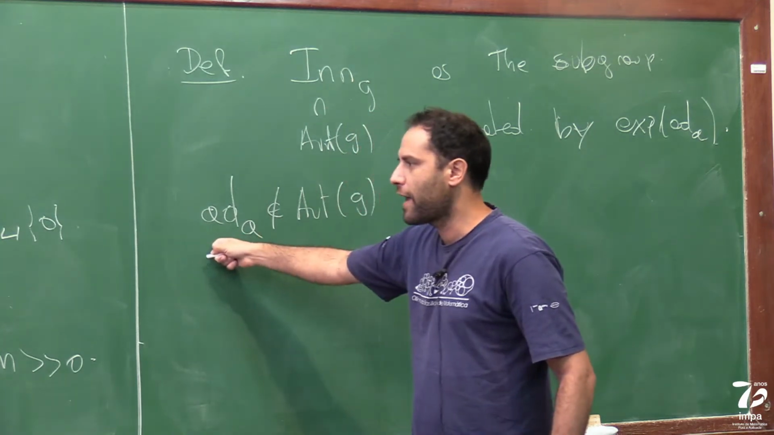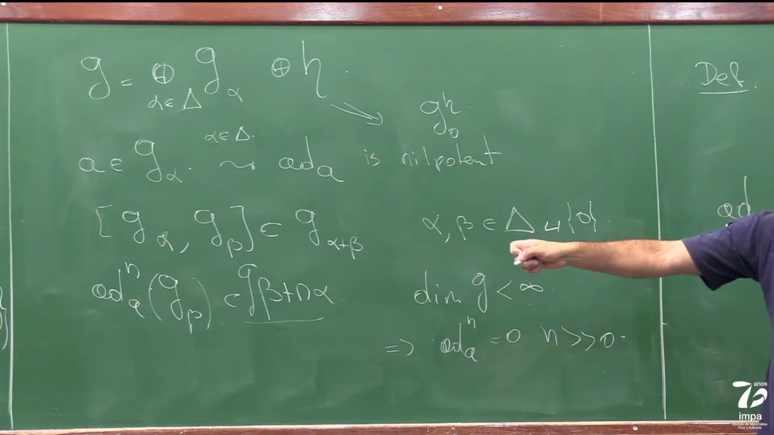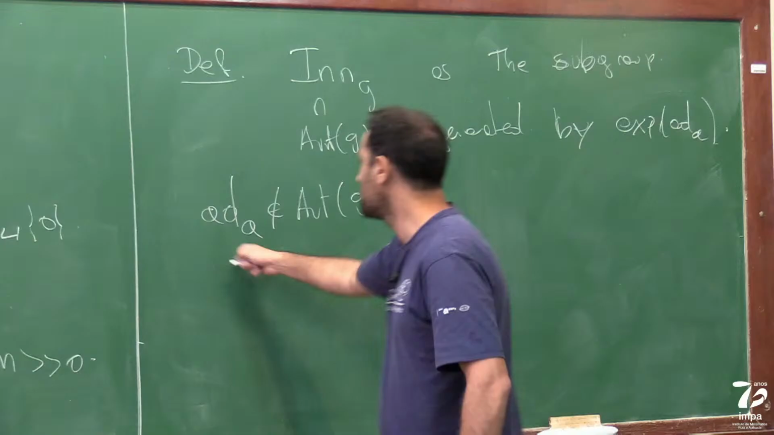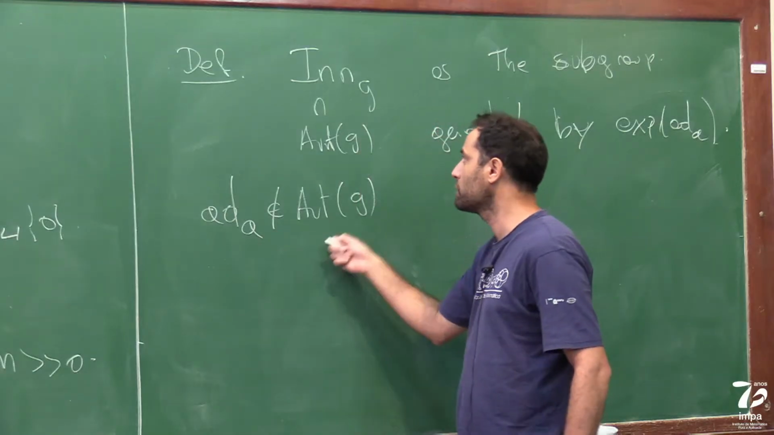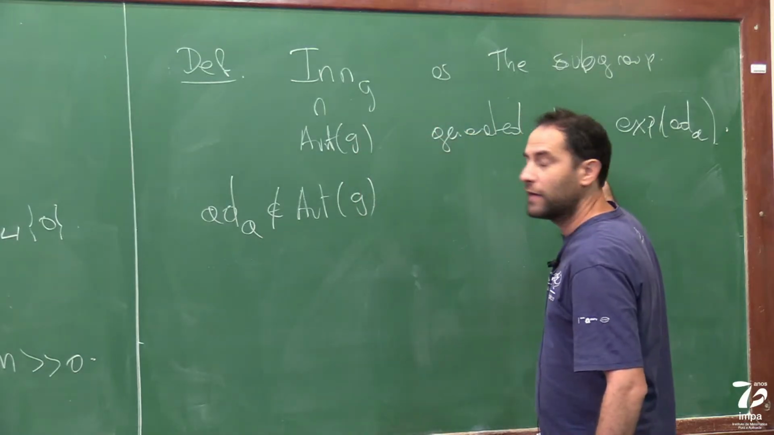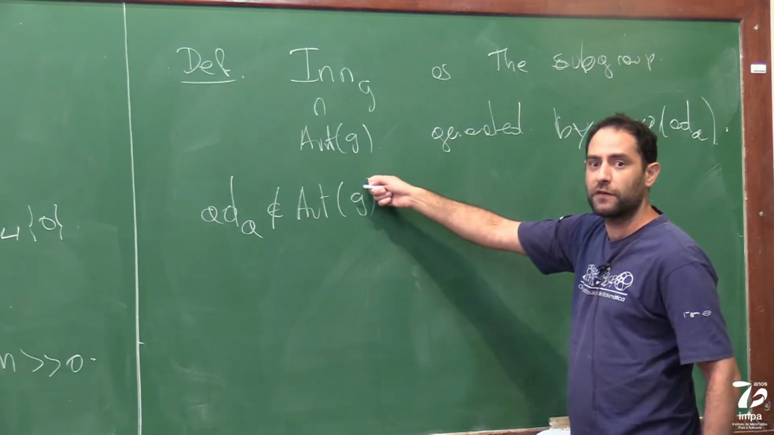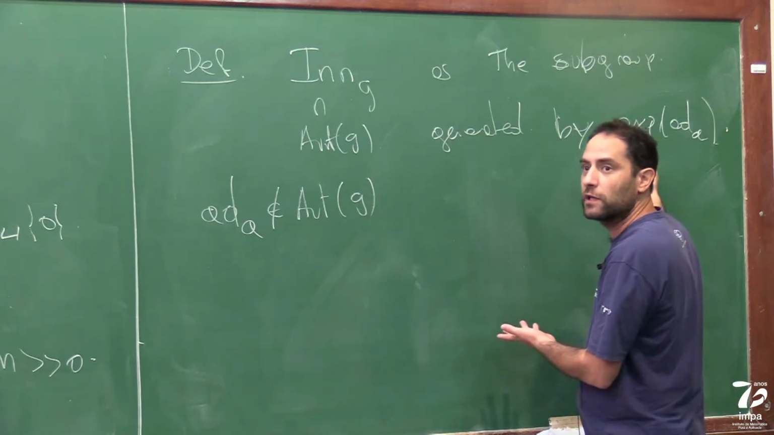The adjoint action of A is a derivation of the Lie algebra. That's the Jacobi condition. This is not an automorphism. To get an automorphism, you need to exponentiate. And then to make sense of this as an automorphism, you need to tell me what the exponential is.